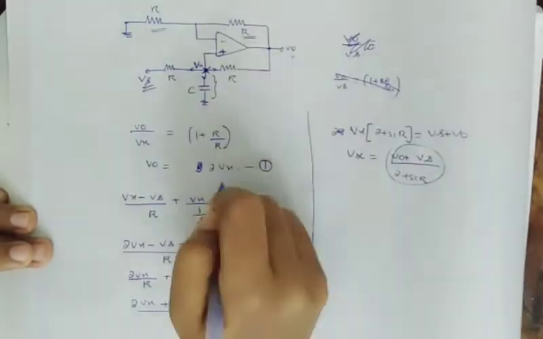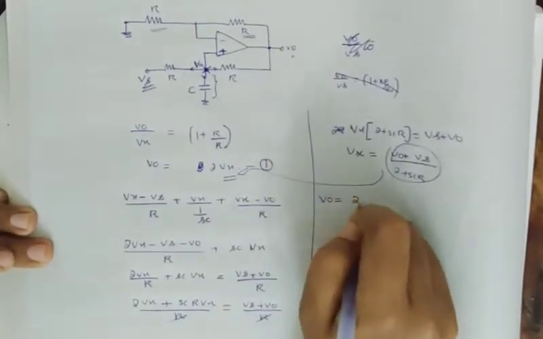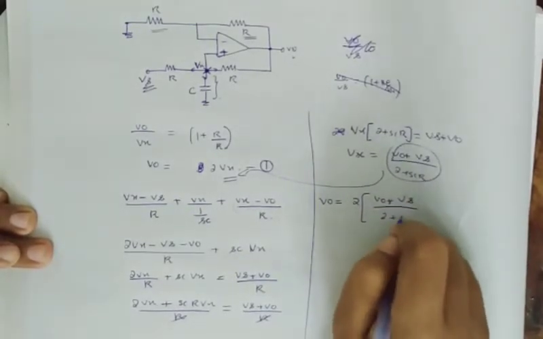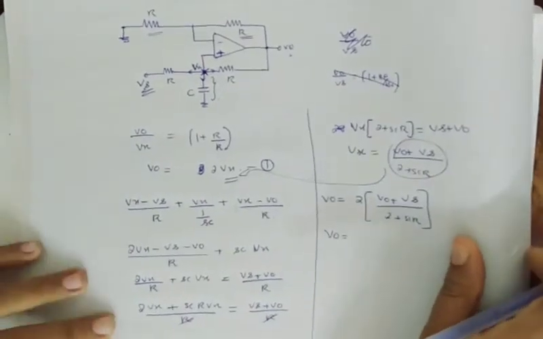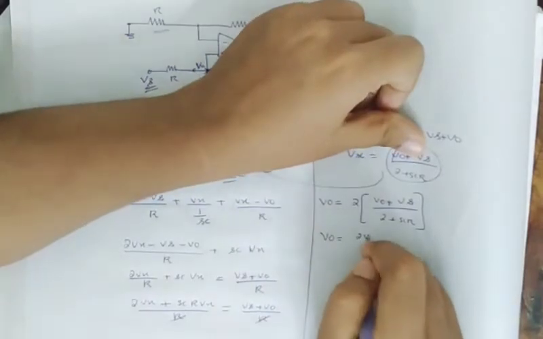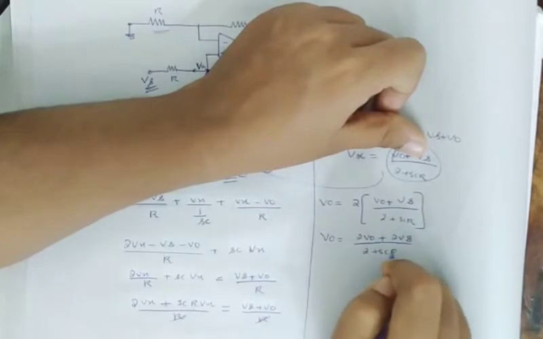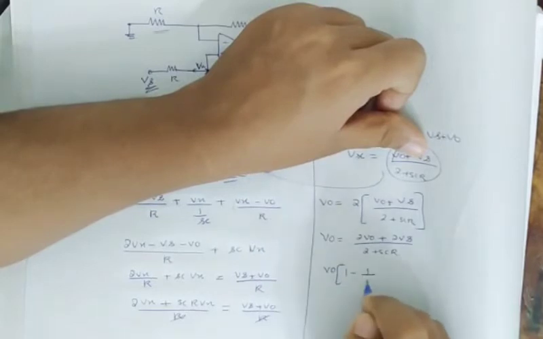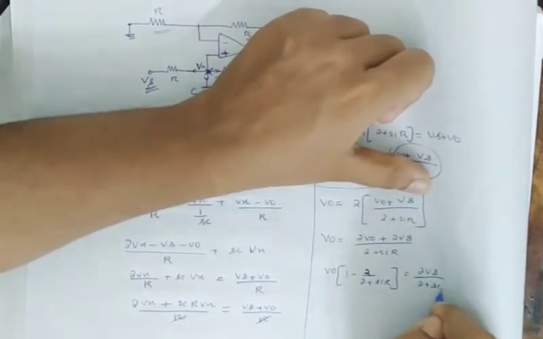Now I am going to substitute this over here. I'll write V0 equal to 2 into, instead of Vx, V0 plus Vs divided by 2 plus SCR. Opening the bracket we will get 2V0 plus 2Vs divided by 2 plus SCR. Taking V0 terms together, we will get V0 into 1 minus 2 divided by 2 plus SCR equal to 2Vs divided by 2 plus SCR.